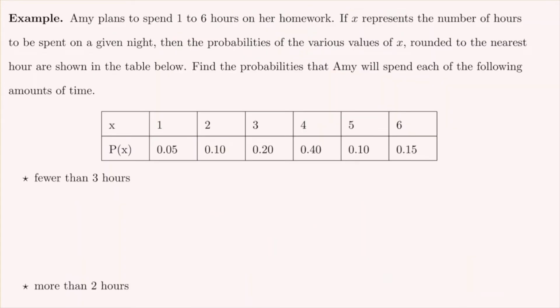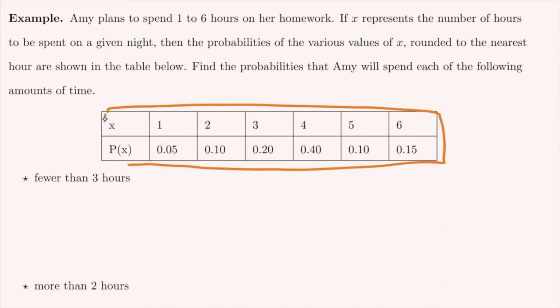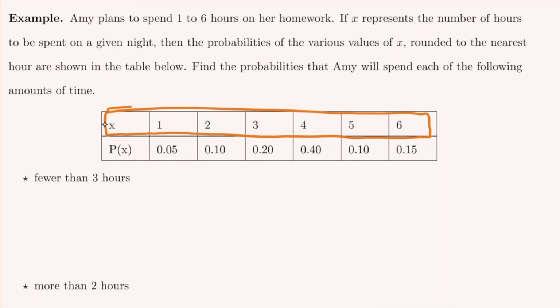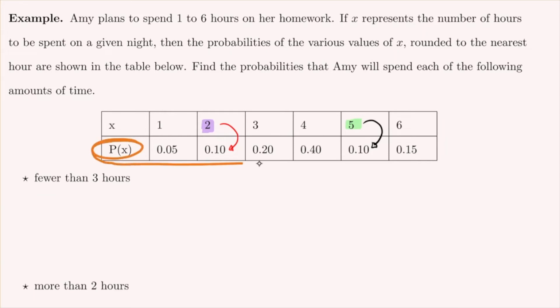So in our next example, we have that Amy plans to spend 1 to 6 hours on her homework. Let X represent the number of hours that will be spent on a given night. And unlike many of our past examples where we actually had to calculate all the probabilities, in this example, we've already been given a table that corresponds to X. All of the values at the top row are the number of hours that could have been studied a night. So for instance, if she studied 5 hours, the probability that that occurs is 0.1. Instead, if she studied 2 hours, the probability that that occurs is 0.1. This is how we would read the table. Notice the bottom row is listed as the probability that X occurs, and it's already listed out.